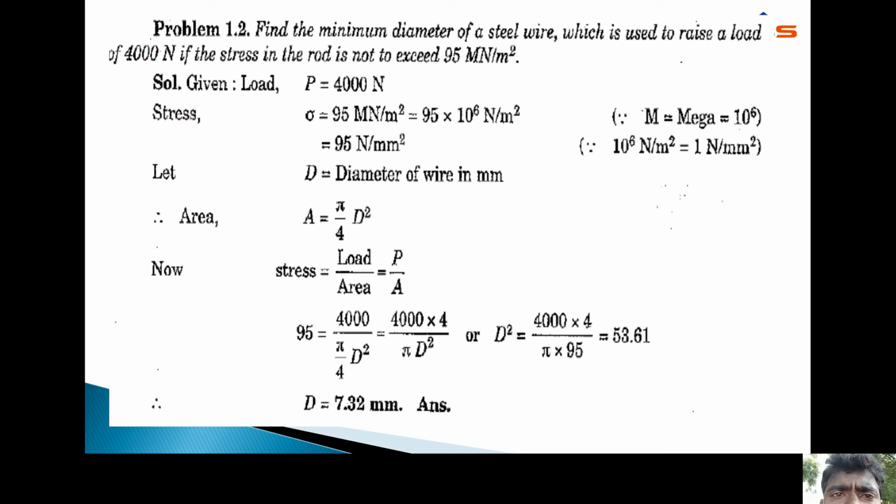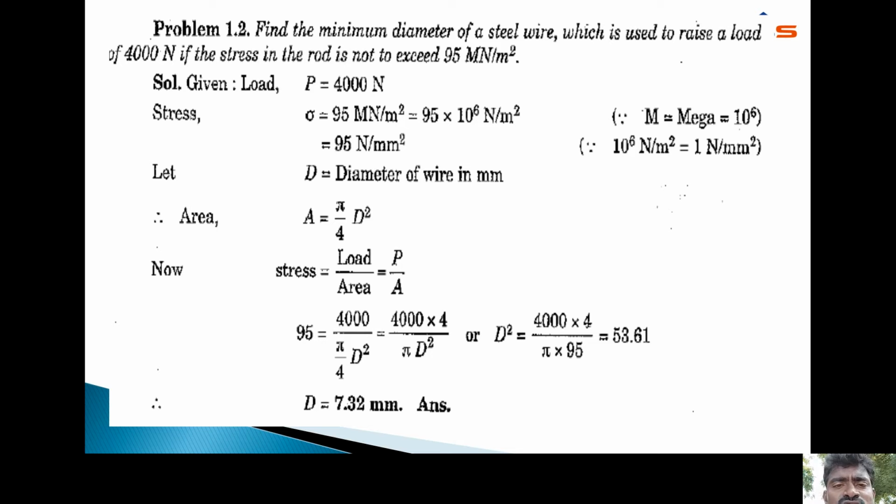Next, problem number 2. Find the minimum diameter of steel wire which is used to raise a load of 4000 newtons, if the stress in the rod does not exceed 95 mega newtons per meter square. Okay, this is the problem. Mega newtons means 10 power of 6. 10 power of 6 newton per meter square means 1 newton per mm square. All values are converted into mm.